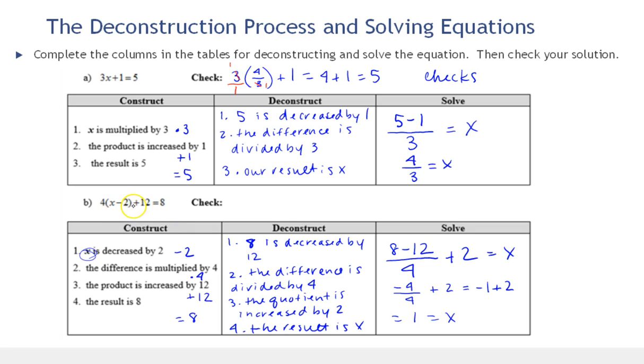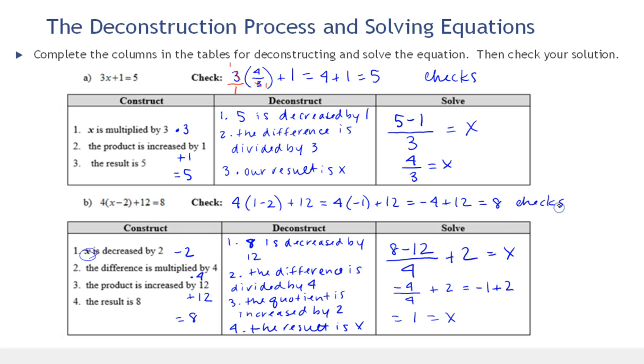So I'm going to evaluate the left-hand side for x equals 1, and if this is truly the solution, it should simplify to 8. So we have 4 parentheses 1 minus 2 plus 12. Okay. First we perform the parentheses. 1 minus 2 is negative 1. So 4 times negative 1 plus 12. Then we multiply. 4 times negative 1 is negative 4. So we have negative 4 plus 12. And then we add negative 4 plus 12 is 8. Okay, so our solution checks.